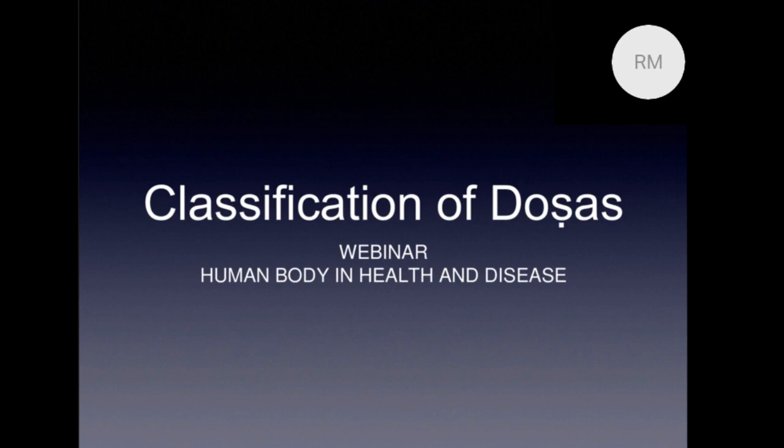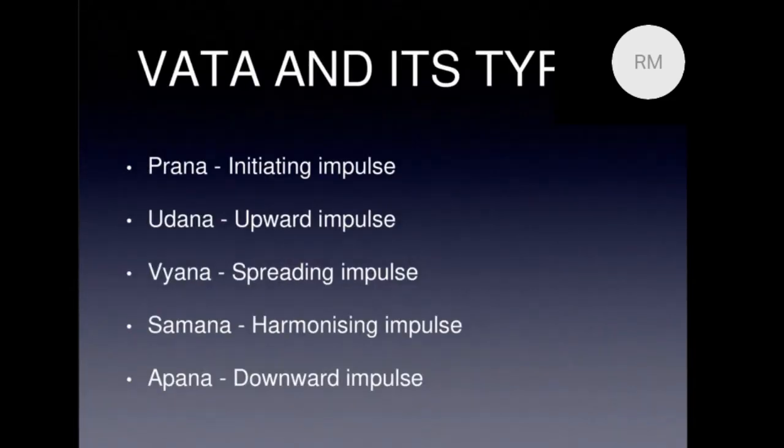So, okay, if you feel there's a necessity for more detailed explanation, please let me know. I'm just going to give you an overview of the types of doshas. Each dosha has 5 types, 5 subdivisions. So I have to give some Sanskrit terms.